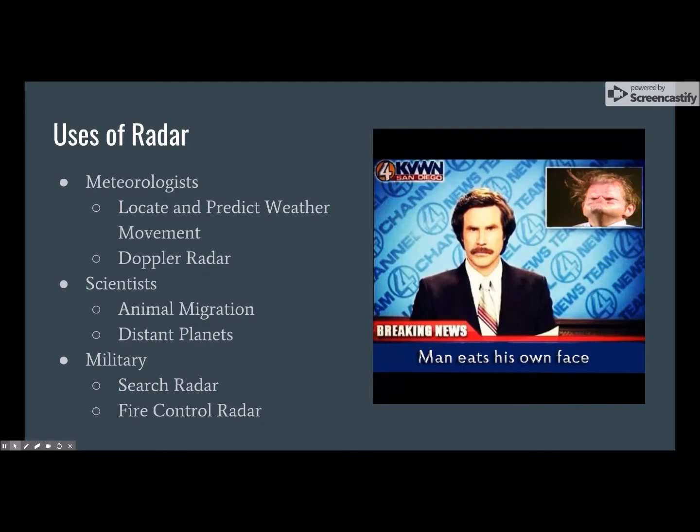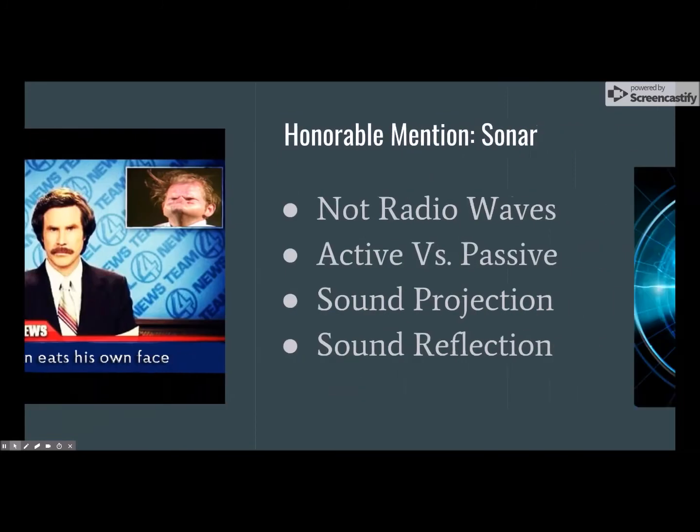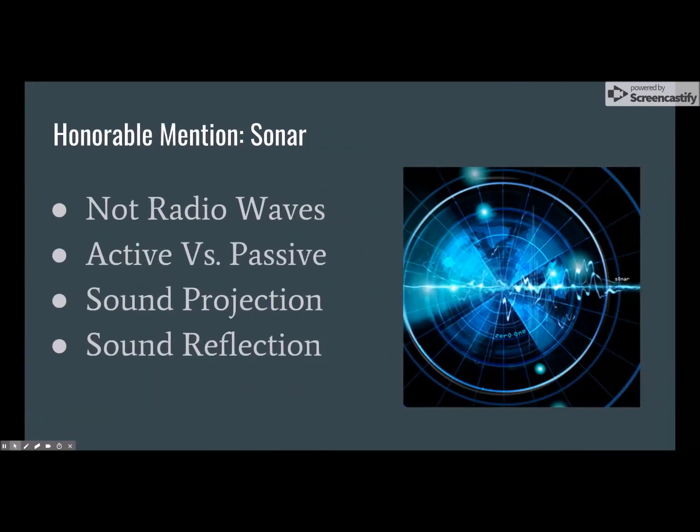So for more uses of radar, we have meteorologists, who can locate and predict weather movement, and their main method is using a Doppler radar. Scientists can use this radar knowledge to look at animal migration and distant planets. The military can use this for search radars and fire control radars. Honorable mention goes to sonar.